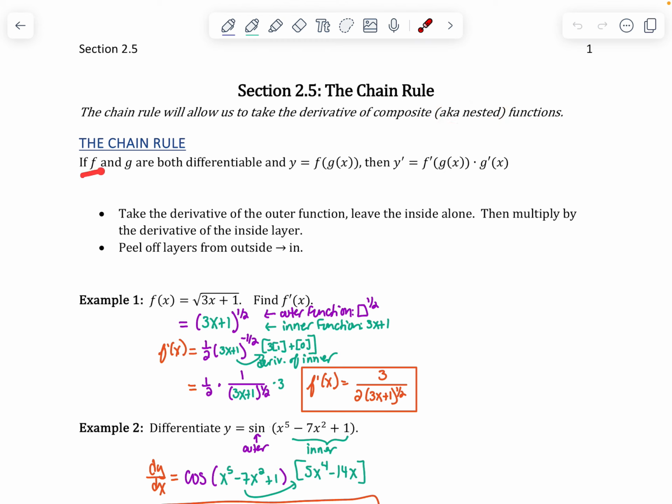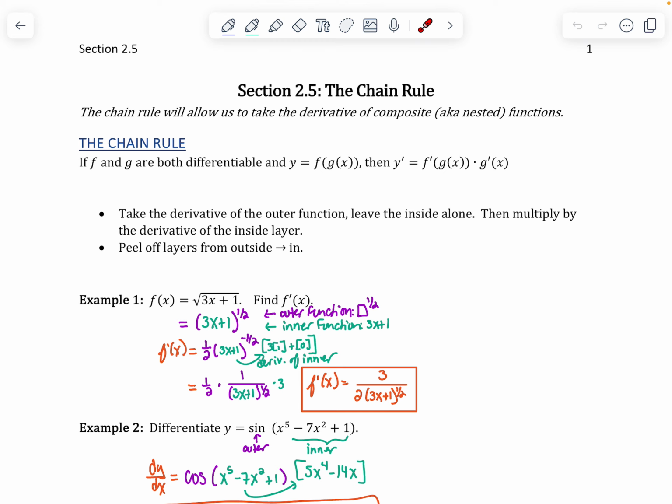So the rule is if both f and g are differentiable functions and y can be stated as a function of f, but f is a function of g, then the derivative of y is to just take the derivative of the f function with its inner piece as is, but then you need to take the derivative of that inner function, so in our case, g prime of x.